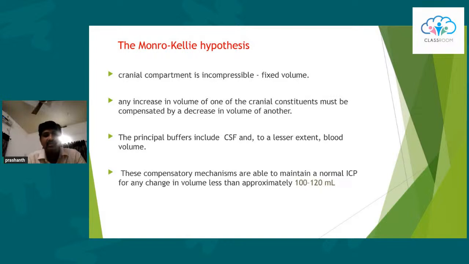Whenever there is an increase in volume of one of the components, the principal buffer is the CSF and, to a lesser extent, the blood volume. Because the brain, being more of a solid state and relatively incompressible, cannot compensate much. And this compensation is able to maintain a normal ICP to a reasonable level only when the volume change is less than around 100 to 120 ml. That too, if it's a very old person with a reasonably atrophic brain.